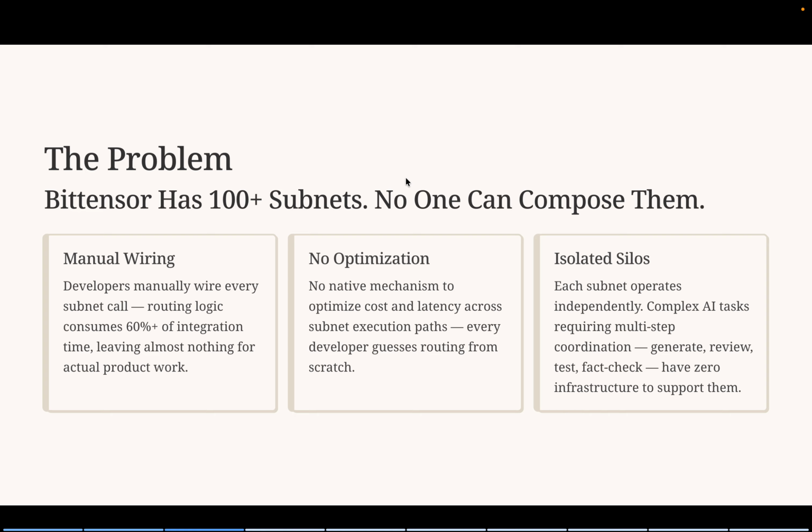A developer who needs to generate code, review it, test it, and fact check it must manually orchestrate four separate subnet calls, handle failures, manage retries, and track costs. This is a plumbing problem that kills product velocity. More critically, there is no market mechanism rewarding optimal orchestration. Nobody is getting paid to figure out the best routing strategy until now.